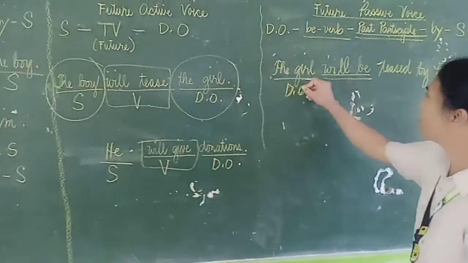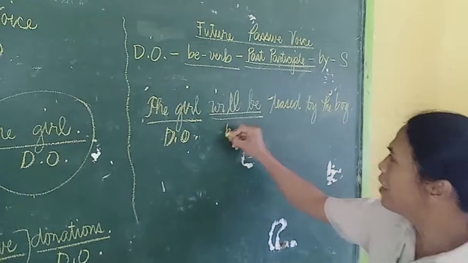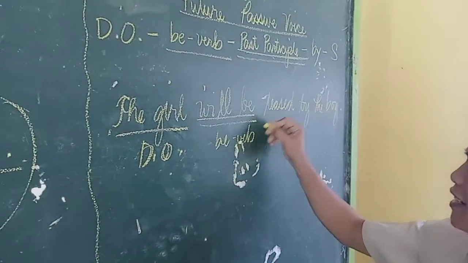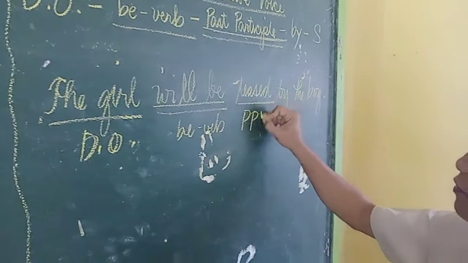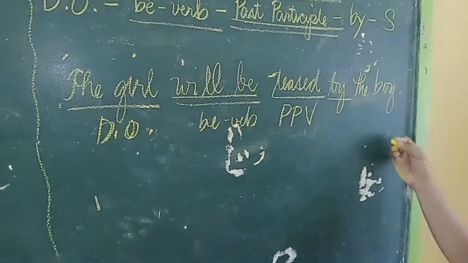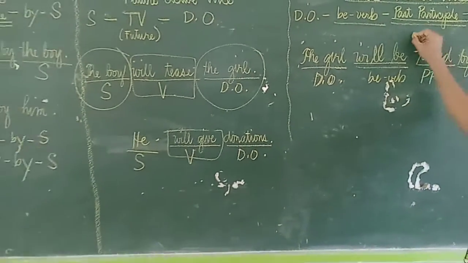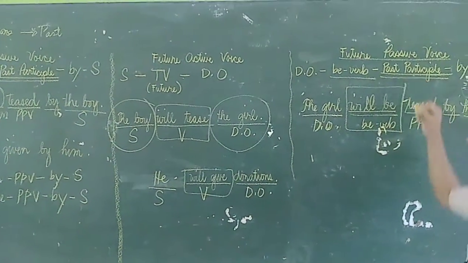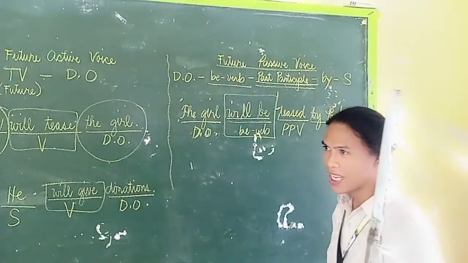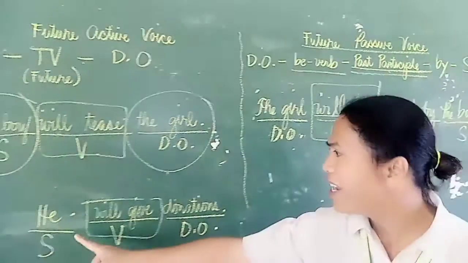Let us check direct object. This is our be verb in the future. This is our past participle of the verb, and then the by preposition and the subject. Okay, the same. So only this one ang nausap, will be. Okay, let us apply here.